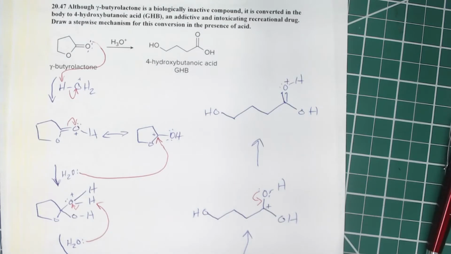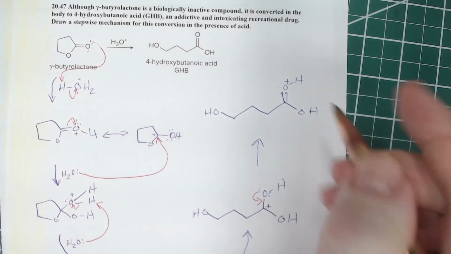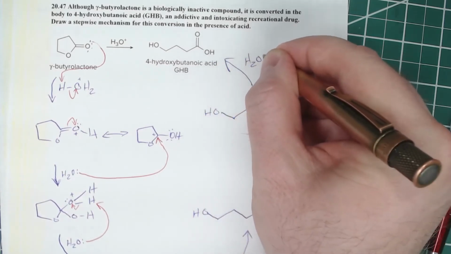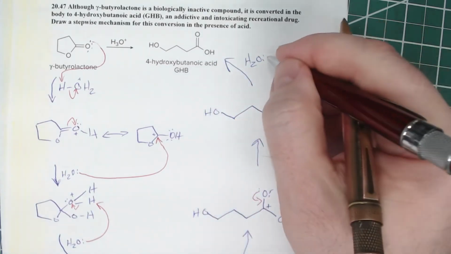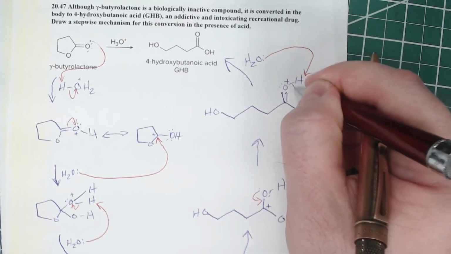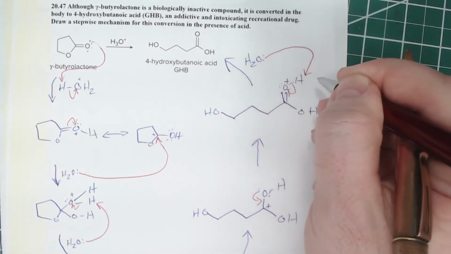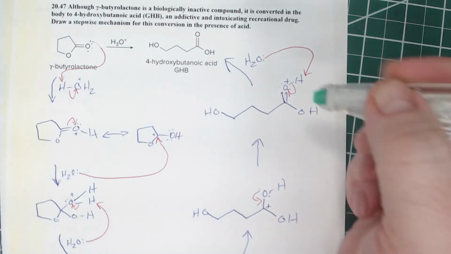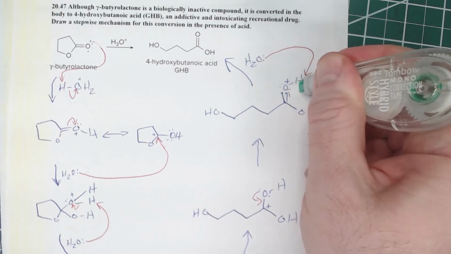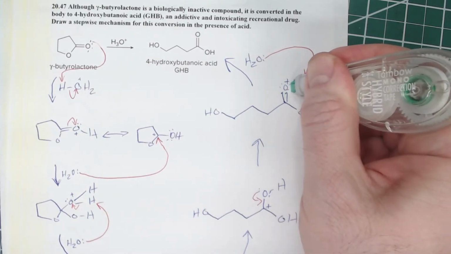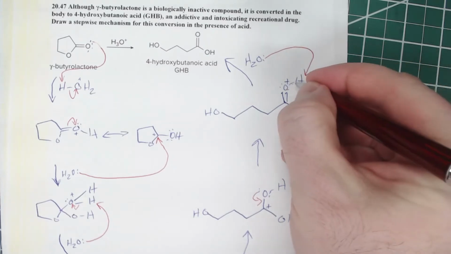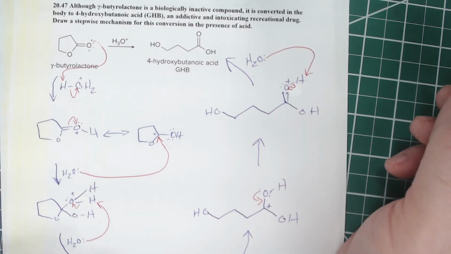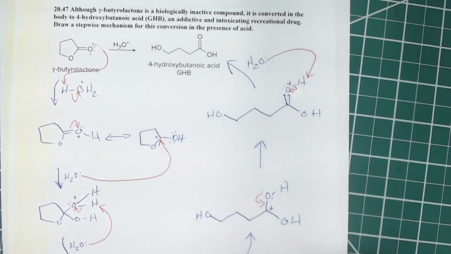All right, and our last thing we need to do to get from here to our GHB is simply to deprotonate with an H2O molecule. And we'll just put that onto the oxygen. I'm going to draw that one a little bit more clearly. I got a little sloppy there. So we'll take this pair of electrons and we'll go to that oxygen. All right, and that's going to give us this as our final product.